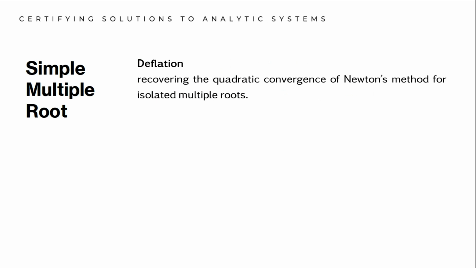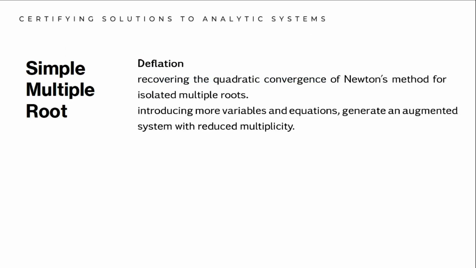So in order to define simple multiple roots, I will talk about the deflation method. It is about recovering the quadratic convergence of Newton's method for isolated multiple roots. When we have a Newton iteration, we need an inverse of the Jacobian. But when we have a multiple root, the Jacobian is no longer invertible, so we cannot define Newton's method. The deflation method gives us quadratic convergence for isolated multiple roots. How can we do that?